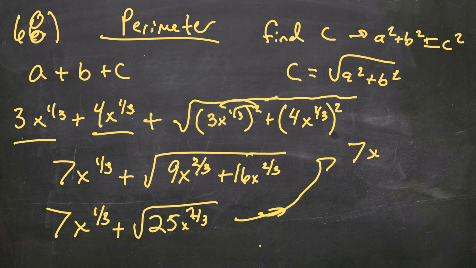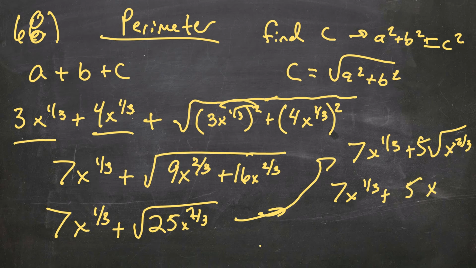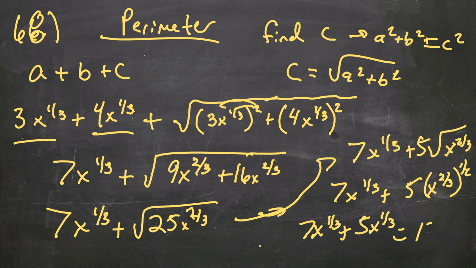It becomes 7x to the 1/3 plus 5 square roots of x to the 2/3. You've got to remember, square root means 1/2. So 7x to the 1/3 plus 5 times x to the 2/3 to the half. Half of 2/3 is 1/3, so I get 7x to the 1/3 plus 5x to the 1/3, which gives me 12x to the 1/3. That's the perimeter. So perimeter is much more difficult for this one, a lot more work.